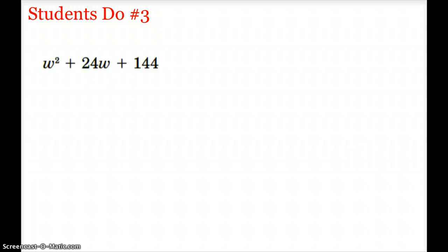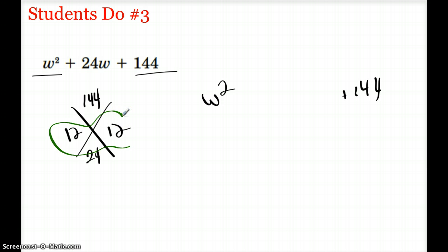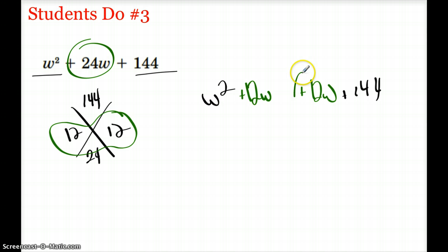So I'm going to speed this up a little bit. We have our x, 1 times 144 is 144, 24 in the bottom, and 12 and 12. I'll rewrite this as w squared. That's this first term. The last term, 144, and the two middle terms, again, this 12 is this 24, so I'll have plus 12w plus 12w, and I'll group them. First group and second group.